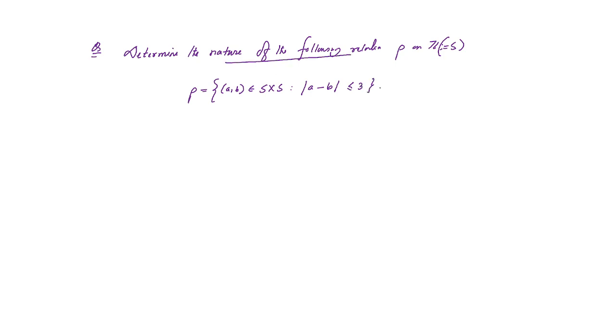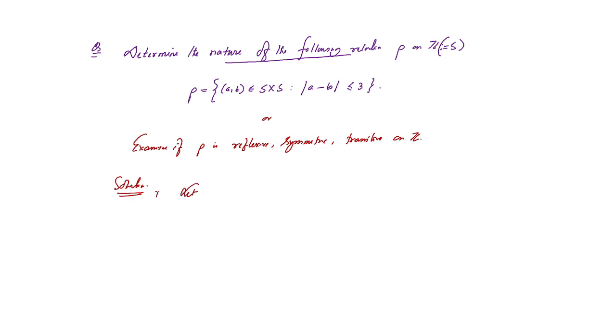So nature means we will check whether it is reflexive, symmetric, or transitive. So we just examine if it is reflexive or not, symmetric or not, or transitive or not. Or your question may be: examine if ρ is reflexive, symmetric and transitive on Z or not. So how to solve this kind of problem?